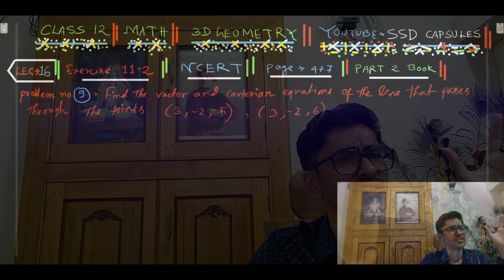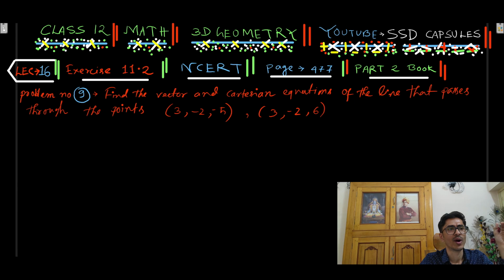Question number 9: find the vector and Cartesian equation of the line that passes through the points given. This problem will use the concept which we studied in lecture number 8. Again my humble request to you: if you come directly to this lecture number 16, please go through lecture number 8 first, then come to this. So, solution.